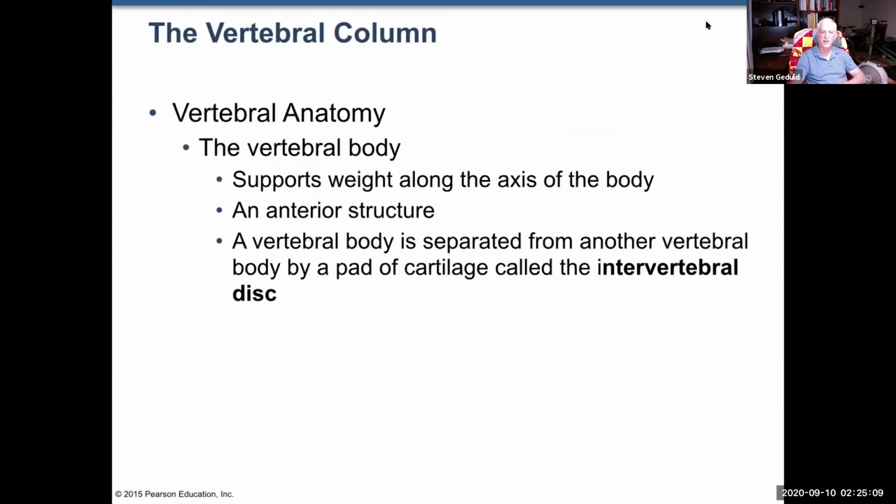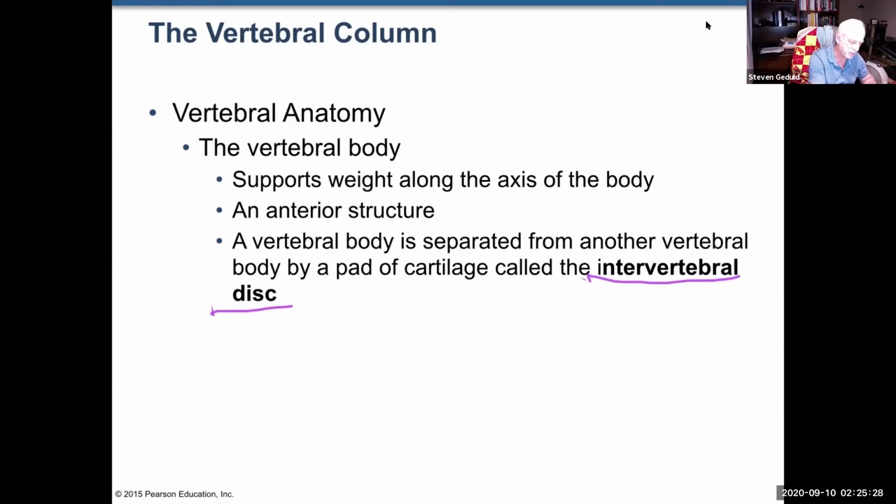Okay? Vertebral body. Your vertebral column is made up of all these little vertebrae. These are called vertebral bodies. They support the weight along the axis of the body, going up and down. They have an anterior structure. The vertebral body is separated from every other vertebral body by what's called an intervertebral disc.